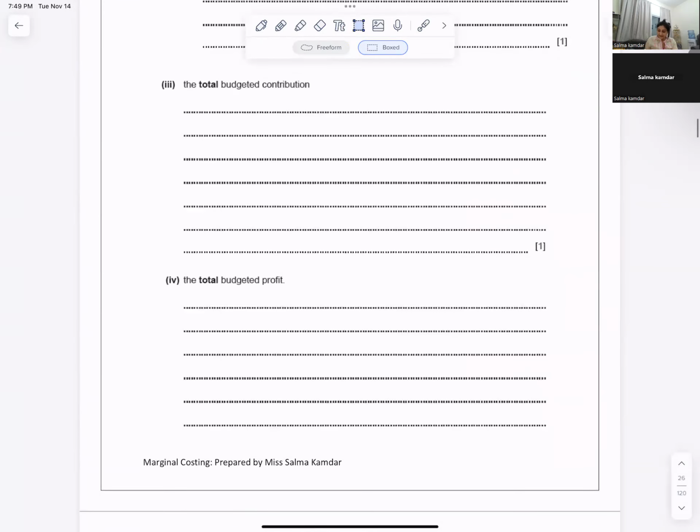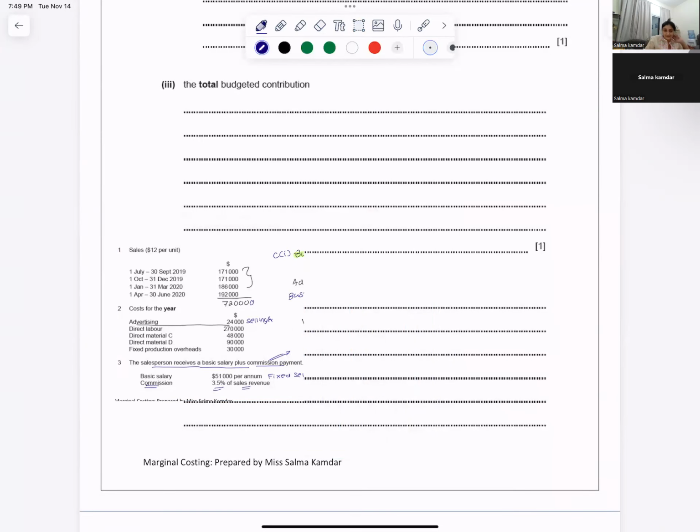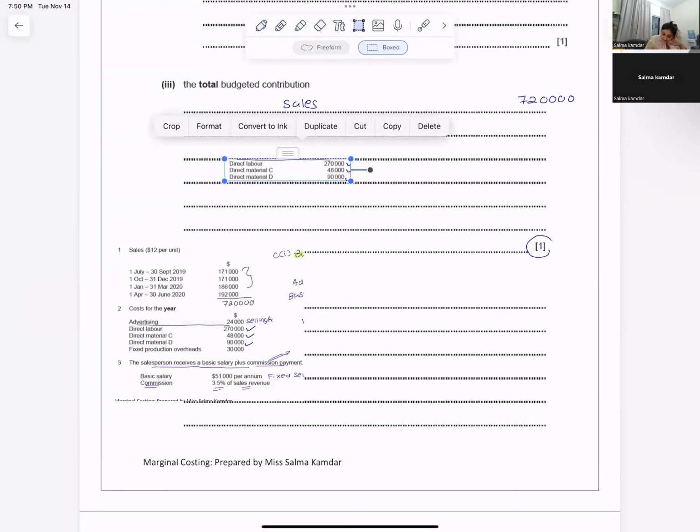They want us to find the total contribution. How do you get total contribution? It is sales minus variable cost. I have my sales already, which is 720,000, less variable cost. It's just for 1 mark. The variable costs are direct labor, direct material C, and direct material D. These three things sum up to the variable cost.